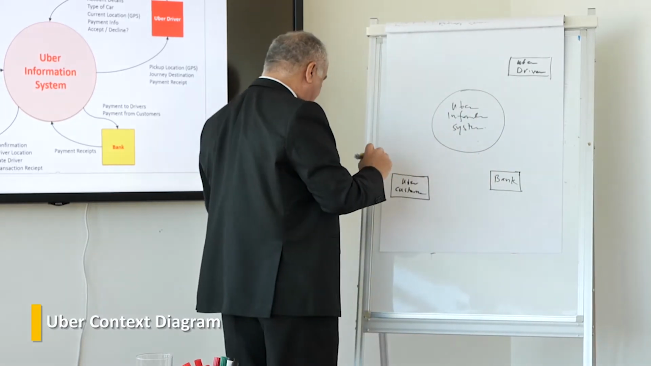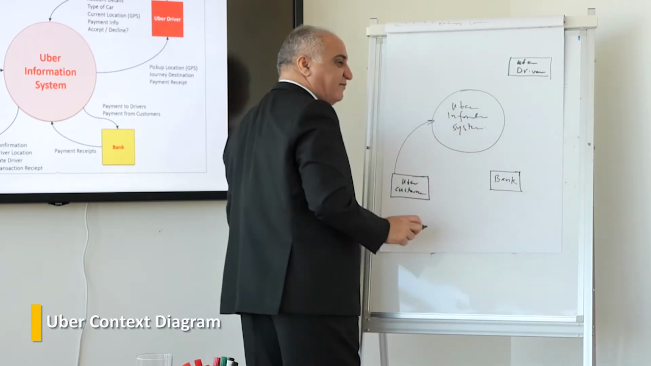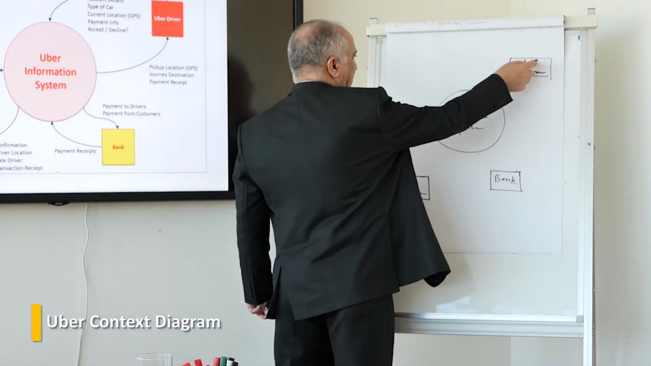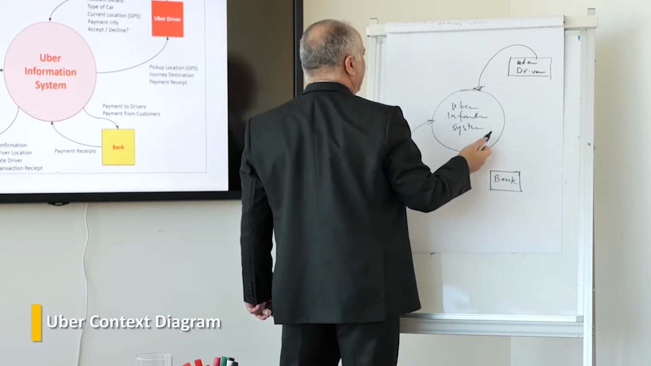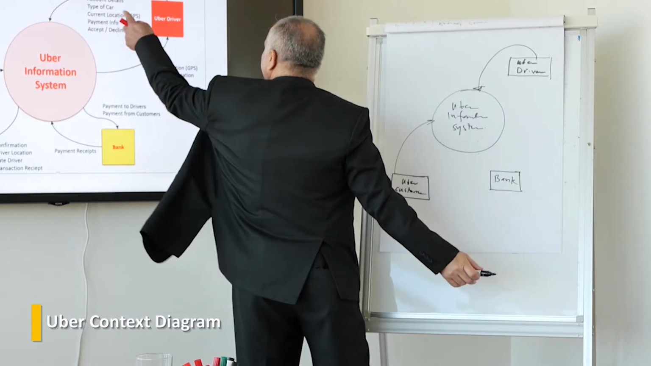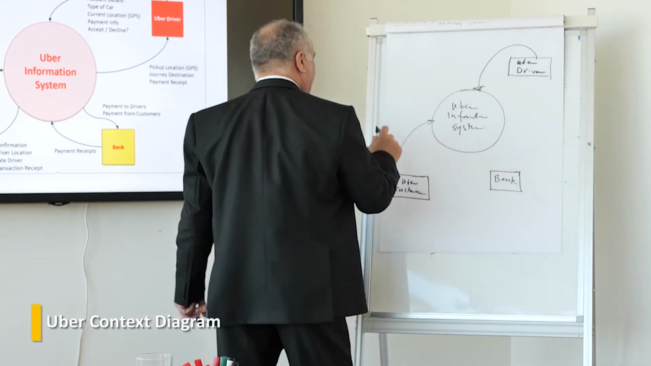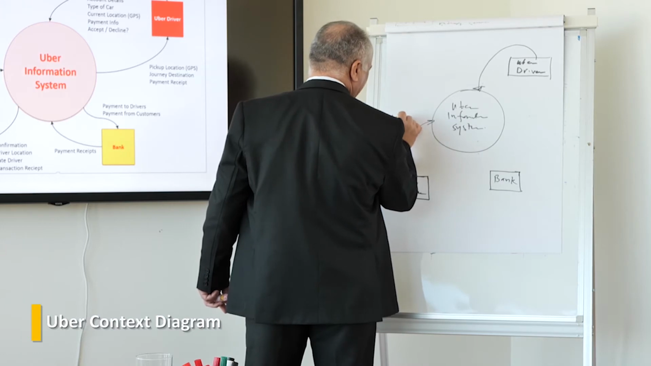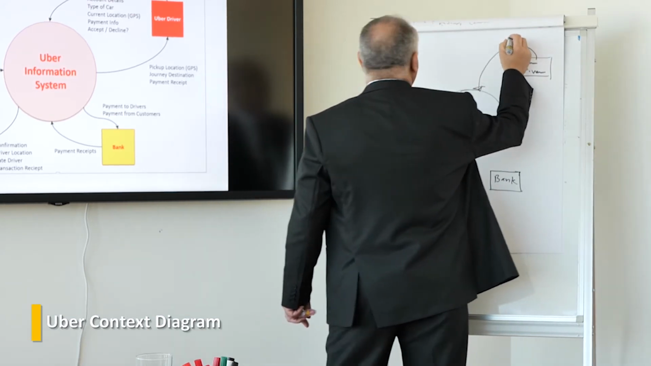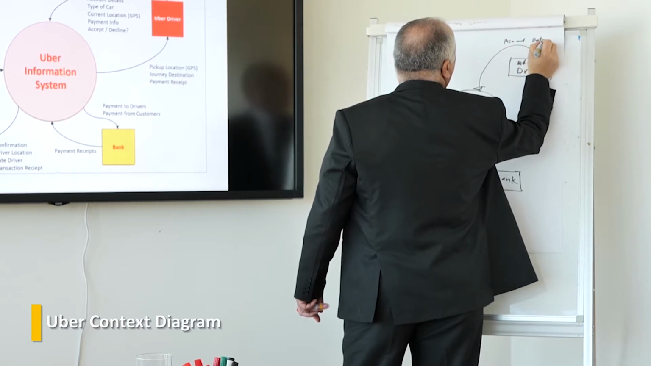Now, let's understand how things work. First, customers have to register and provide their account details. Also, Uber drivers have to register their accounts into the Uber information system. That's the reason we have their account details. So the customers have account details, and the driver has account details.